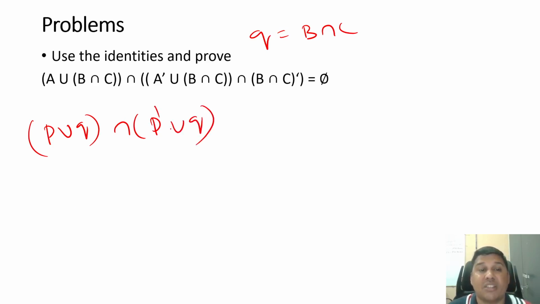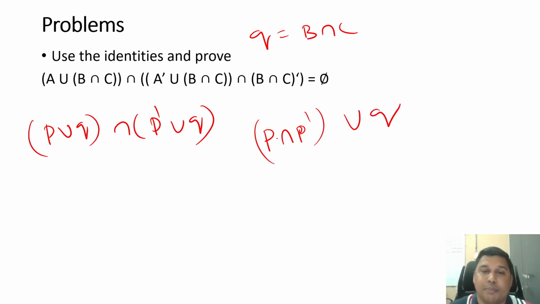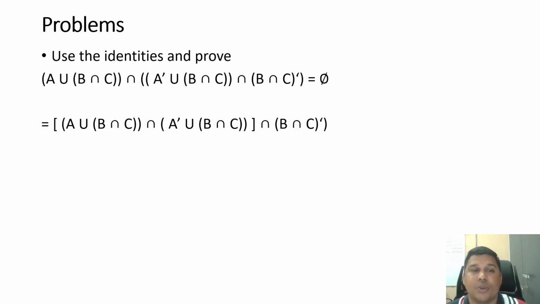So if you apply the reverse distributive law here, I can write this as (P intersection P complement) union Q. Why? See, this is equal to P union Q and P intersection Q. That way, the reverse distributive law you have to apply here. Let's see how we solve this.